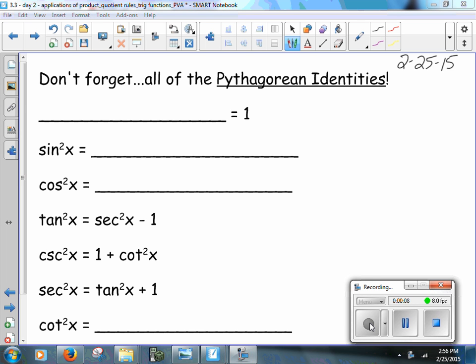You cannot forget about your Pythagorean identities, which we learned last year. You were taught last year, and maybe if you see it, you'll be like, oh yeah, I do remember that. Pythagorean identities. Okay? Everybody remember? Cosine squared plus sine squared equals.